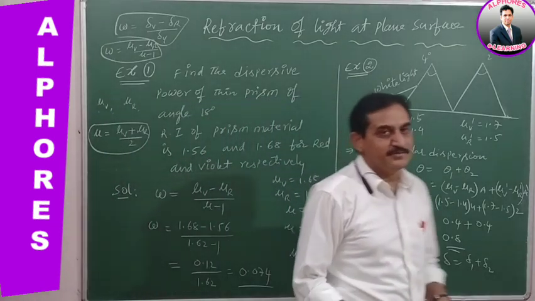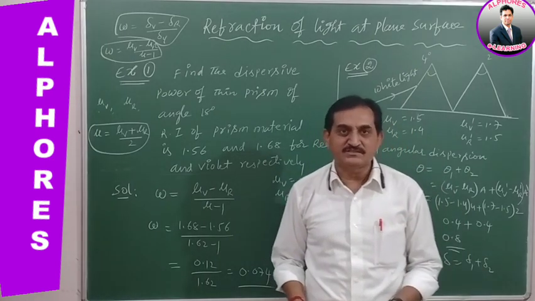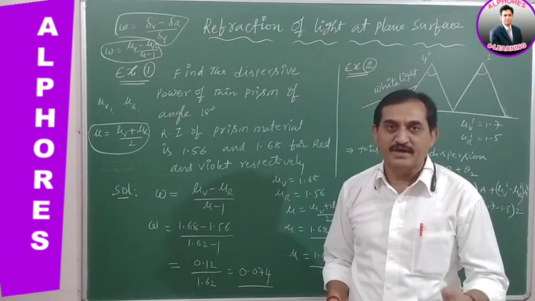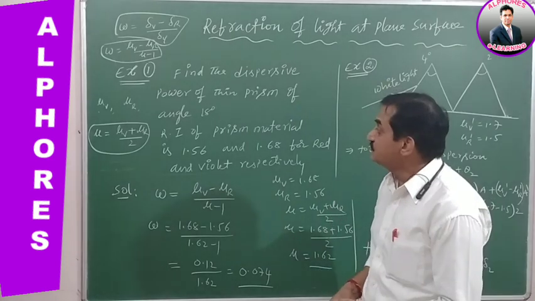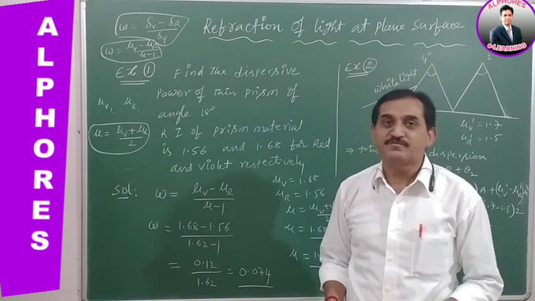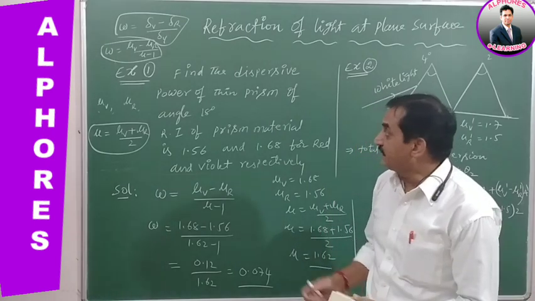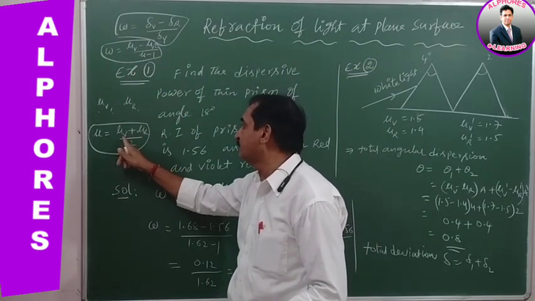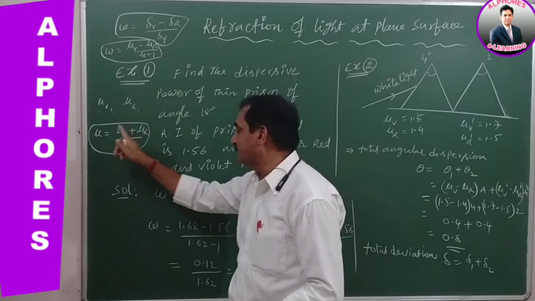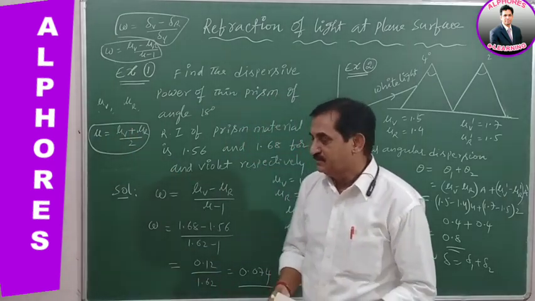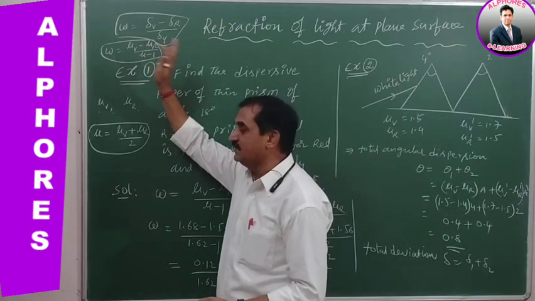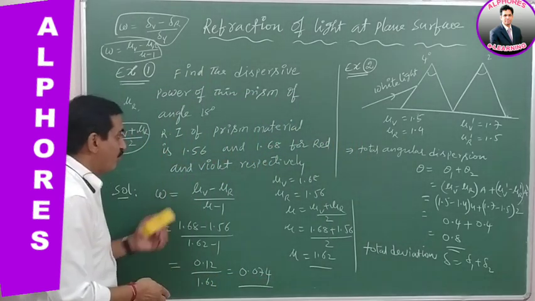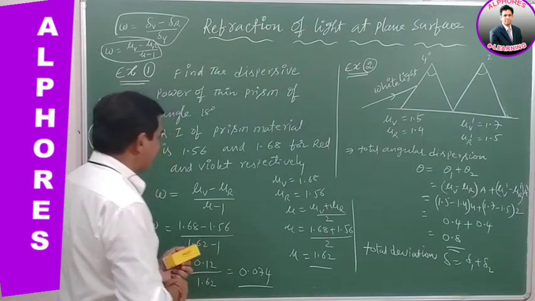Therefore, in some problems the yellow refractive index is not mentioned, and only the refractive indices of the material for violet and red are given. In such a case, the dispersive power can be estimated by taking the refractive index of yellow as the average of violet and red. Then we can substitute all these values, and you will get the dispersive power of the material of the prism. Let's go for some problems related to dispersive power.